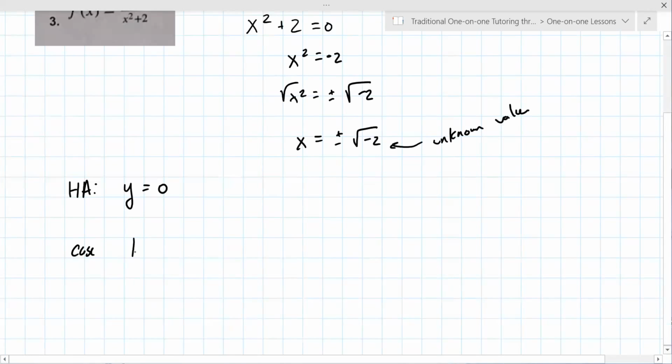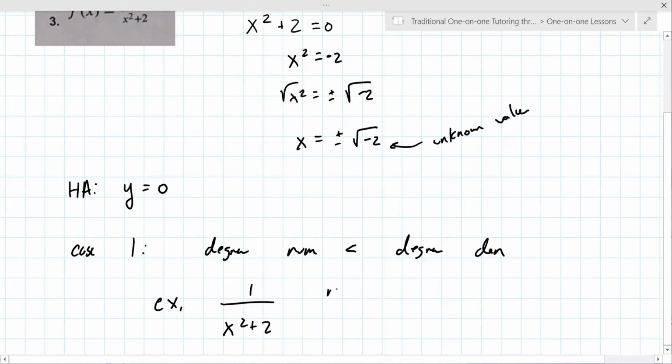Case number 1 is when the degree of the numerator is less than the degree of the denominator. And that's the case here when you've got 1 over x squared plus 2. The numerator has degree 0 because there's really an x to the 0 here. The denominator has degree 2, and that's from the x squared. So in this case, it's always y equals 0.